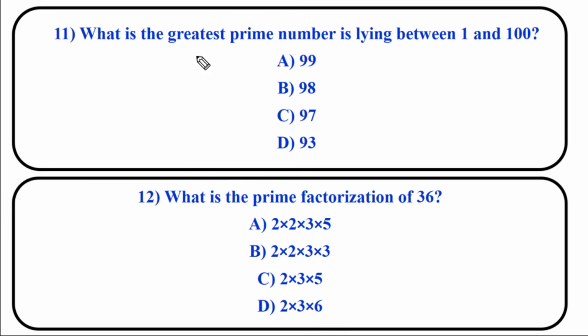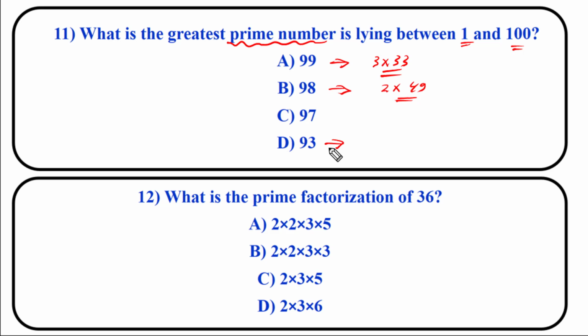Number 11. What's the greatest prime number lying between 1 and 100? He is asking here about a prime number. Look at the choices. 99 is a prime number? No. 99 is not a prime number. Why? Because it's divisible by 3 equals 33. It's 3 times 33 equals 99. 98 is not a prime number. It's divisible by 2 equals 49. So 98 has more than 2 factors.